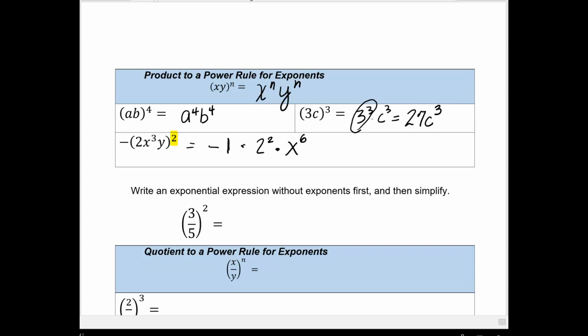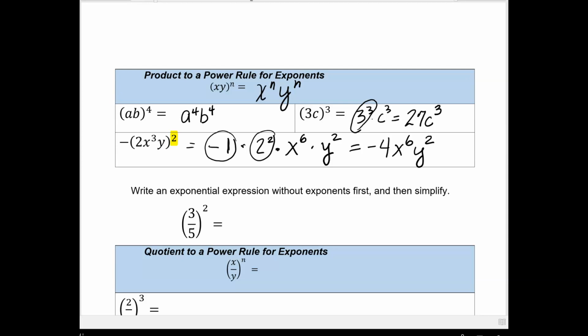All right. Next, we have y to the what power? Squared, because you have y to the first power. 1 times 2 is 2. So final answer, we have a negative 1 times 4, negative 4, x to the 6, y to the second power.